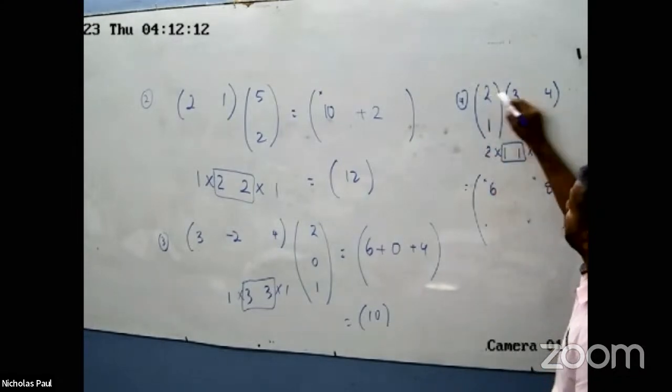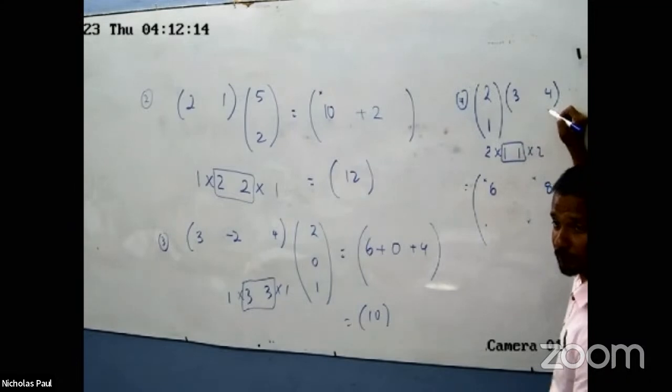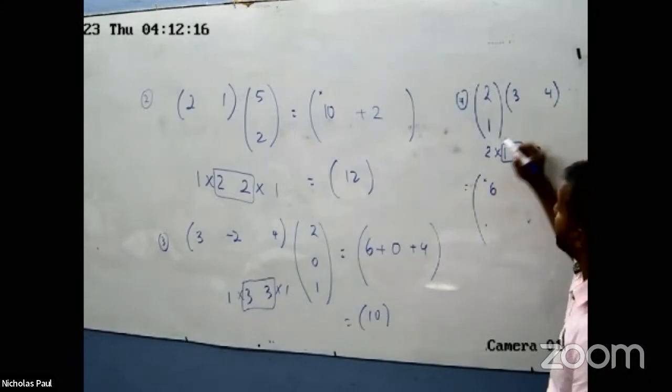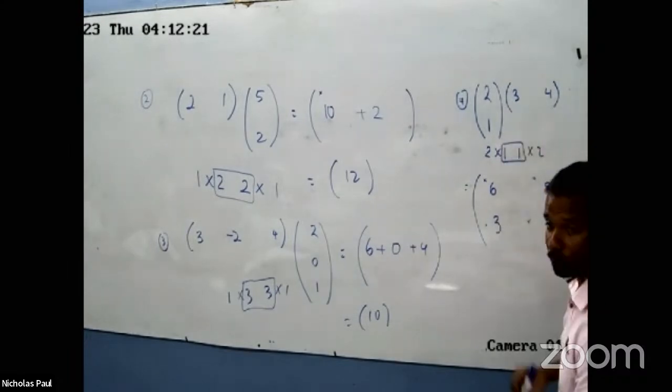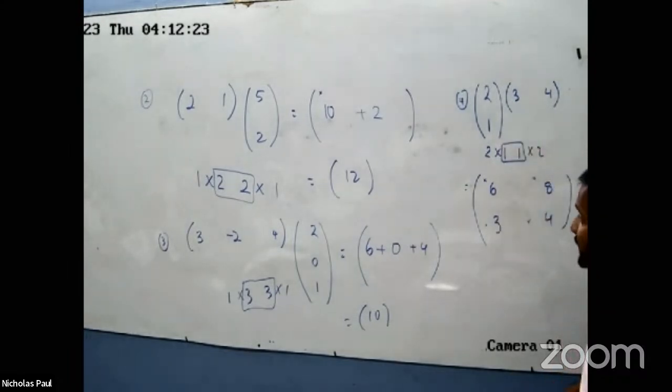2 by this, 2 by this. Okay with that? And then you go 1 by 3, and 1 by 4 is 4. So that's the answer there.